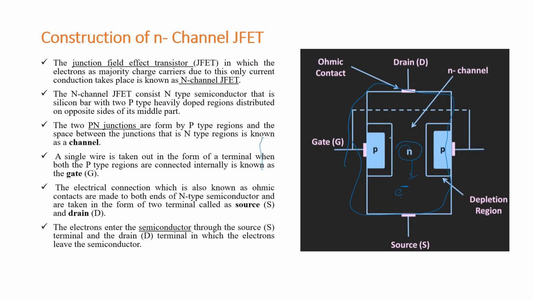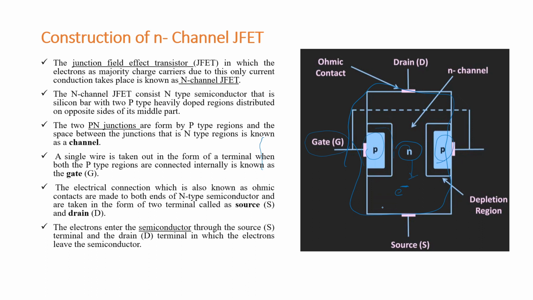And there are two heavily doped regions which are made up of P-type. Since the channel is N-type, the heavily doped regions are made up of P-type semiconductor. And there are actually four terminals in the FET, which are two gate terminals, one drain and one source. These two gate terminals are internally connected. This dashed line represents the internal connection of the two gate terminals, so it is considered a single gate terminal.